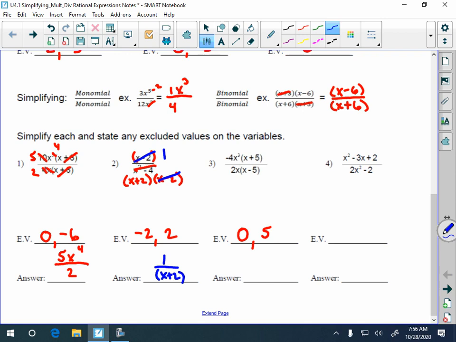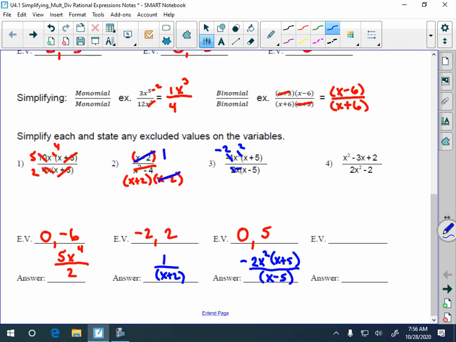But the negative 4 over 2, we can divide by 2, so that's going to go to negative 2, and that 2 will cancel out, it just becomes a 1. The x to the third over x, I can again subtract the exponents. So it looks like what's left is negative 2x squared, x plus 5, over x minus 5. Again, it helps a lot to keep the binomials in parentheses, so it keeps you from trying to cancel them out.